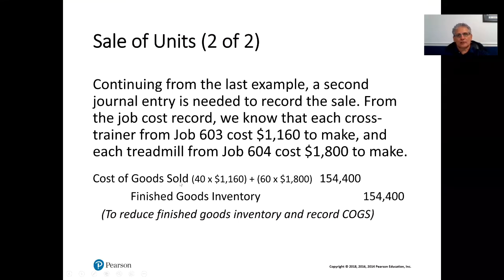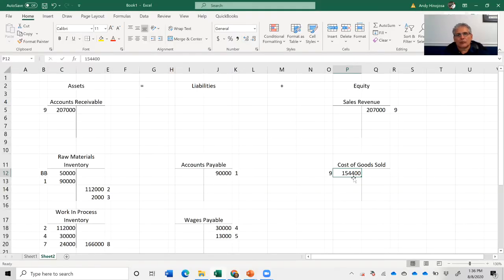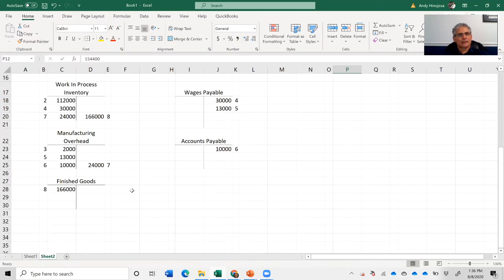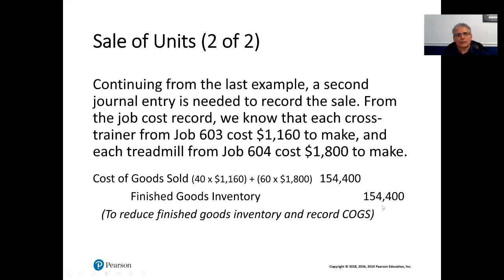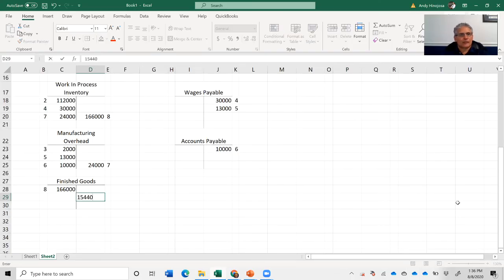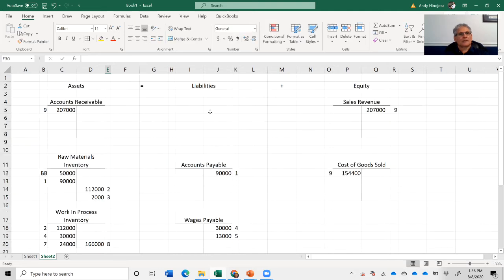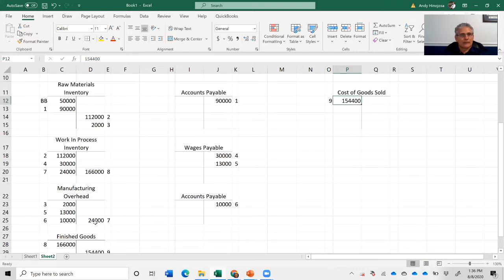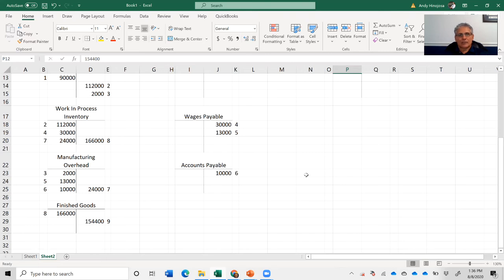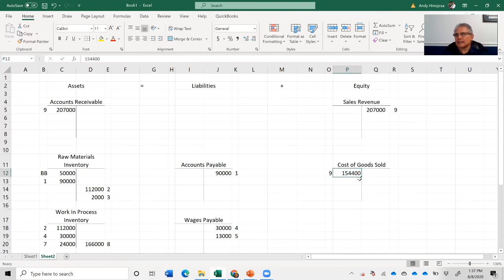$154,400 is charged to the cost of goods sold, and then we're going to credit finished goods inventory for the same amount, $154,400. That's number 9. So now we have the recording of the sale of $207,000 and the cost of goods sold of $154,400. But remember that $154,400 includes costs that were allocated from manufacturing overhead. Allocation means that it may not be perfectly exact right now because it was based on estimates.